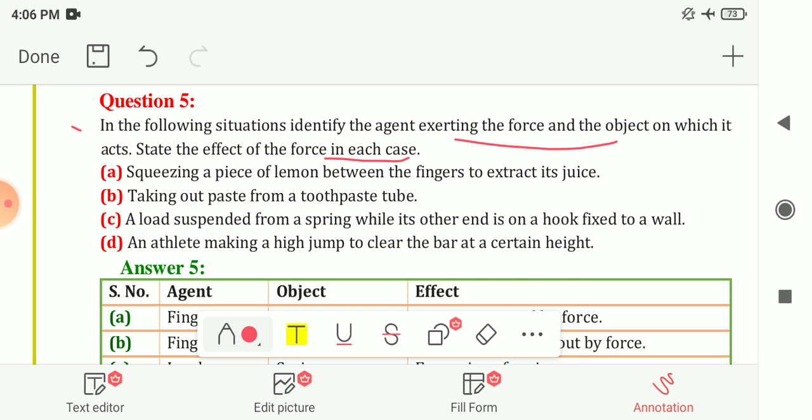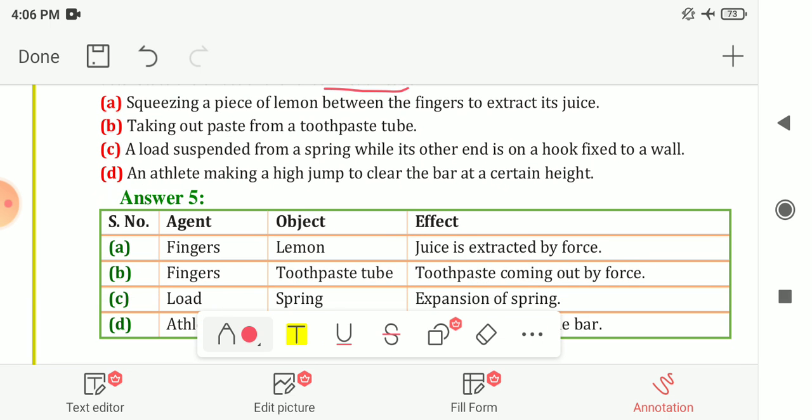So now let me see the first situation. The first situation is squeezing a piece of lemon between the fingers to extract its juice. To extract means to get the juice. We are squeezing the lemon between our fingers to get the juice. So now here the answer is given to you. The first one is the agent, that means by which we are applying the force. Through fingers we are applying the force. So here the agent is fingers.